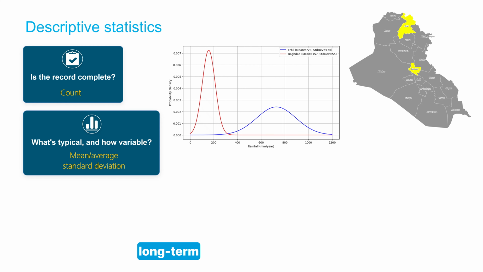The mean gives you the long-term average, while the standard deviation shows how much spread there is around the mean, meaning a large standard deviation will less likely provide a value close to the mean compared to datasets with smaller standard deviations.